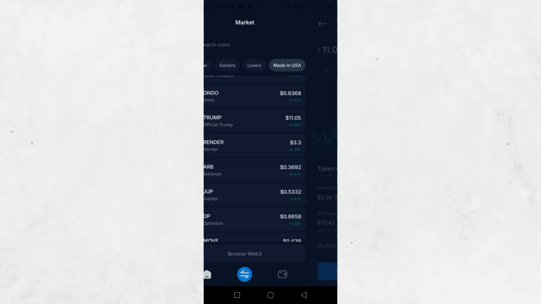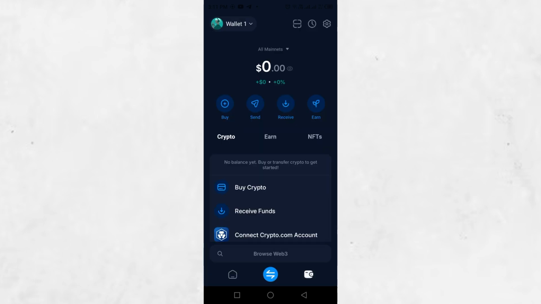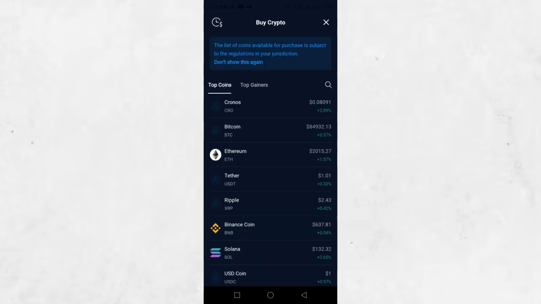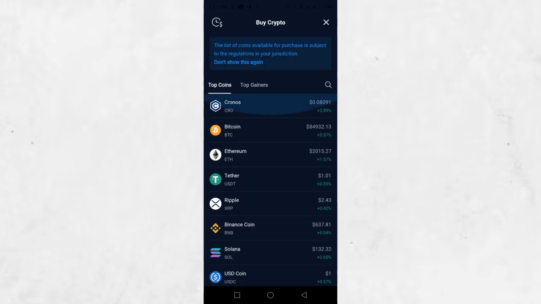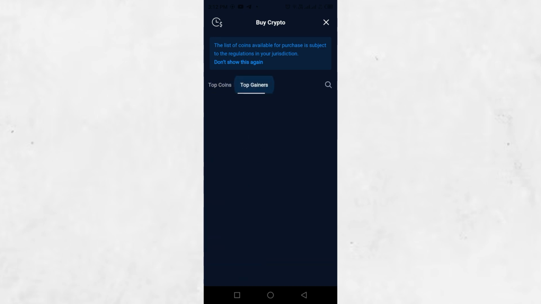The Wallet section is essential for managing your digital assets, offering a seamless experience for handling transactions and monitoring your holdings. It provides a secure and convenient way to buy cryptocurrencies using multiple payment methods, including bank transfers, credit or debit cards, and even other cryptocurrencies.